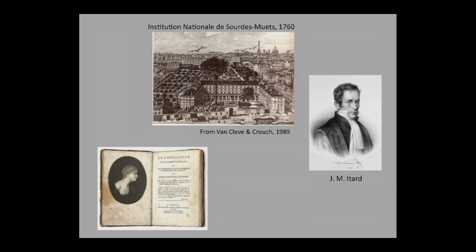Itard wrote up his findings after 2 years, and he said that he thought that a major reason why Victor didn't learn French was because he was simply too old. But of course, this was the 1800s, and he didn't speculate as to what it was about being 10 years old with no language that would prevent you from learning language if you had a daily tutor trying to teach you French.